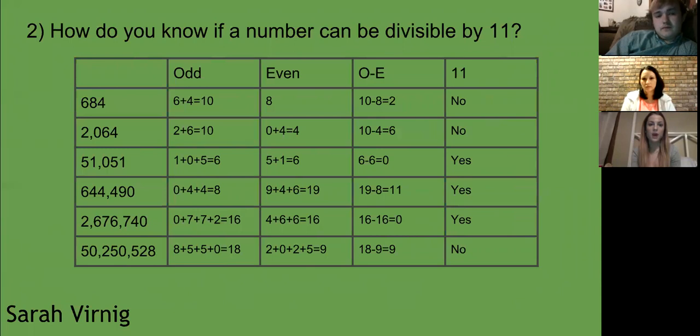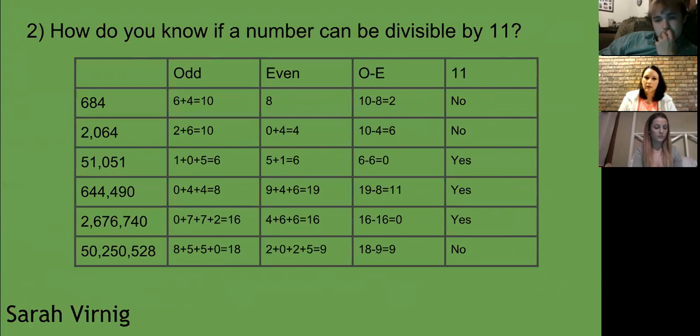How do you know if a number can be divisible by 11? Okay, to figure this out, it's not as easy as just looking at it like a 2 and seeing if it's even or odd. So what we have to do is take the numbers and the place values, the odds and the evens, and add them together. To figure out if a number is in an even or an odd place value, you start on the right and go towards the left. So the 4 would be 1, 8 would be 2, and 6 would be 3. So we have odd, even, odd.